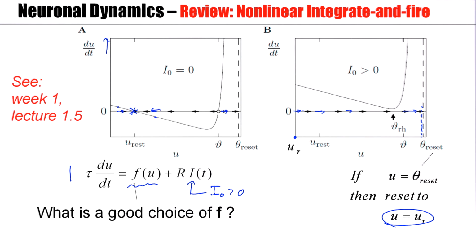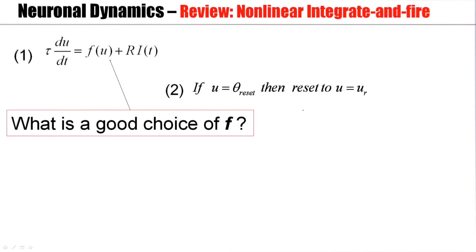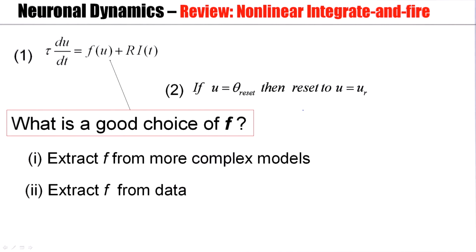And the first question is, compared to real data, now, what would be a good choice of this nonlinear function f? And we have seen in week 1 that there is a natural choice related to data. So one can extract this function f from data. We have also seen that one can try to extract this function f for more complex models. Let's review this first.